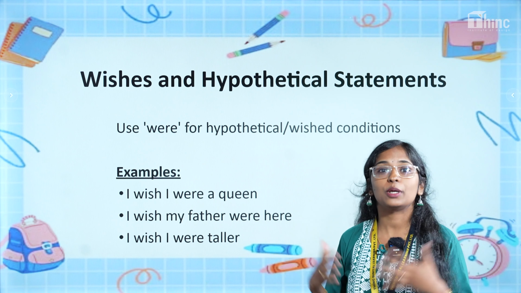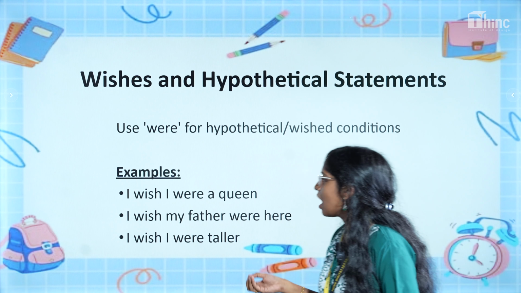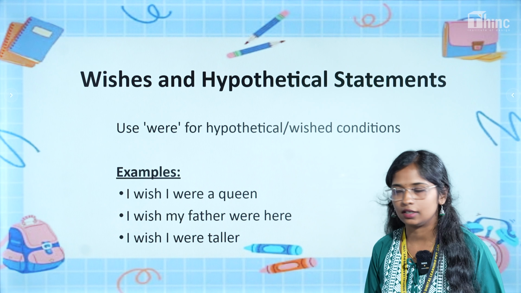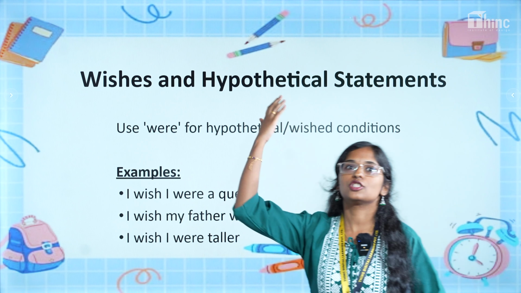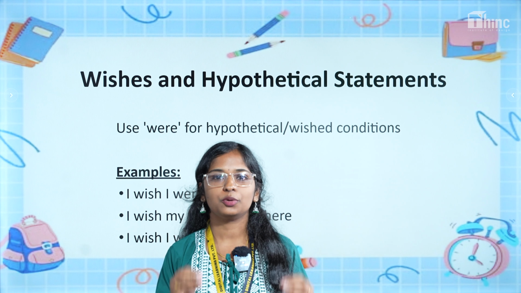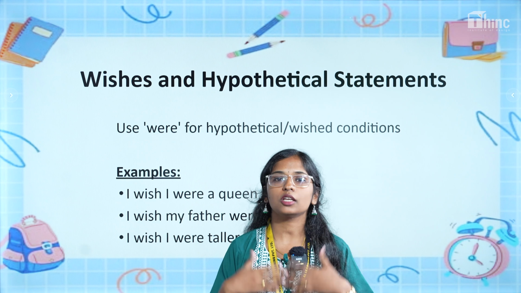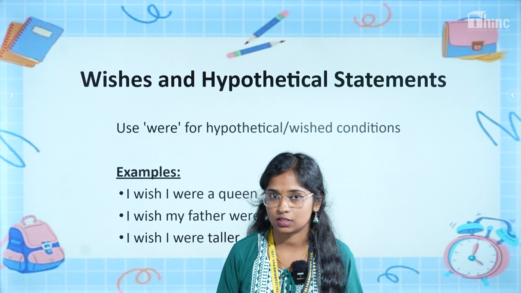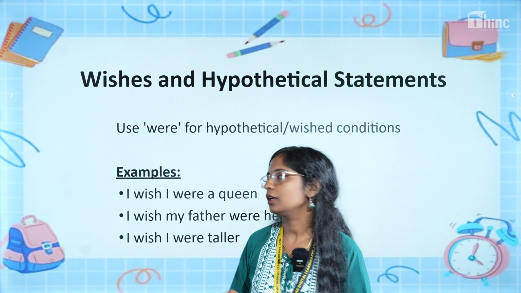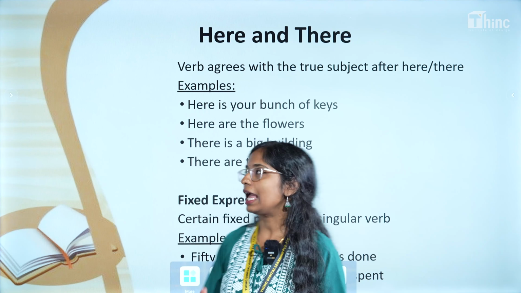I wish I were a queen. It's not gonna happen, so I'm using were. I wish my father were here. I wish I were taller. Not gonna happen, so we use were. So in normal sentences with I, we use was, and when we're talking about hypothetical situations, we use were with the subject I.